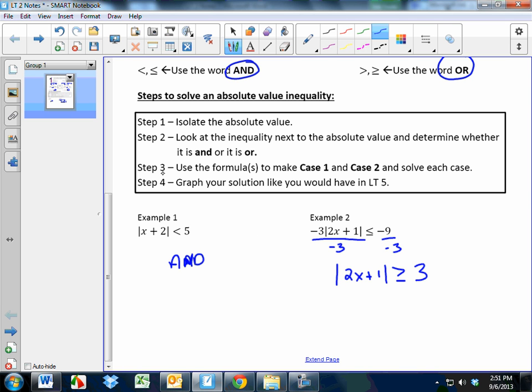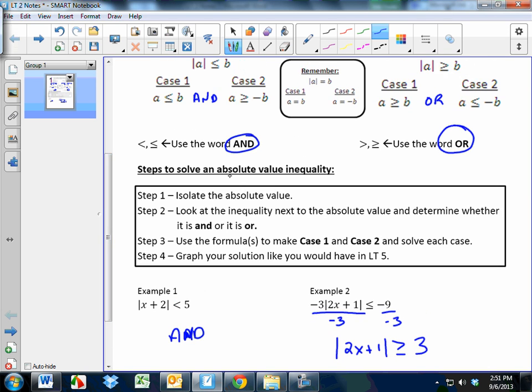And according to step 3, we're going to use the formula to make case 1 and case 2. The formulas I'm referring to are these templates, if you will. In example 1, we're following the less than template. It says take what's in the absolute value and make it less than b, less than what's on the other side. So in example 1, x plus 2 is our a value, and 5 is our b value, so it's less than 5. Case 2 will be x plus 2, the same a, but now flip the inequality, so make it greater than, and change the 5 to negative 5. That would be the opposite of b.